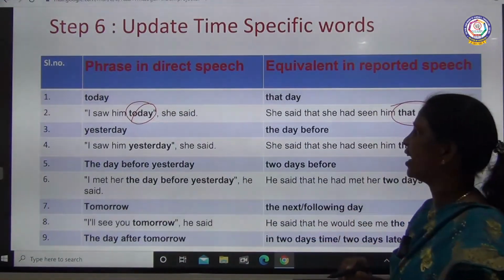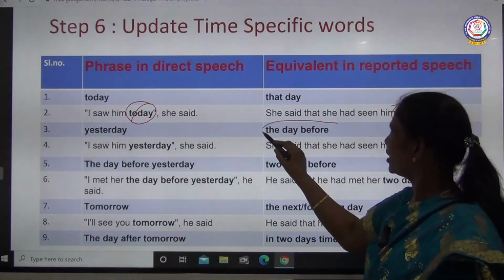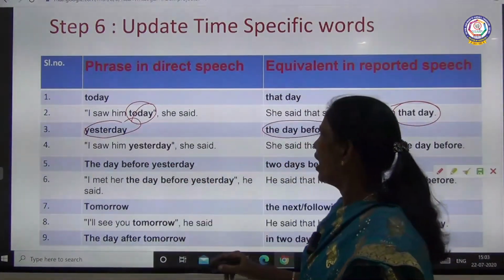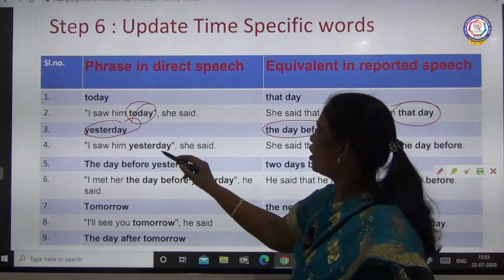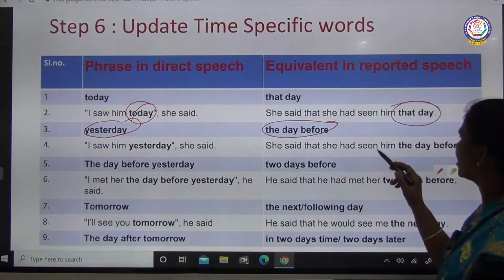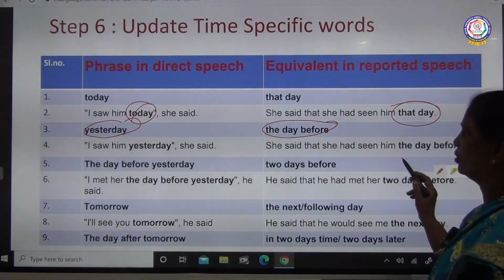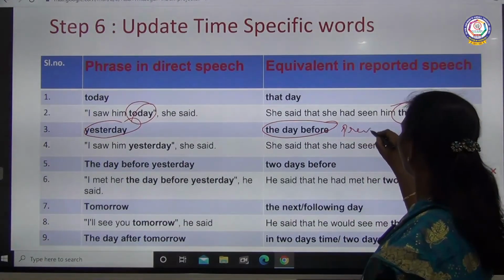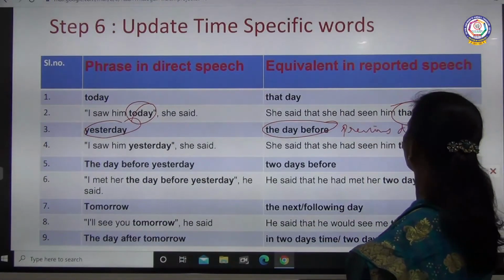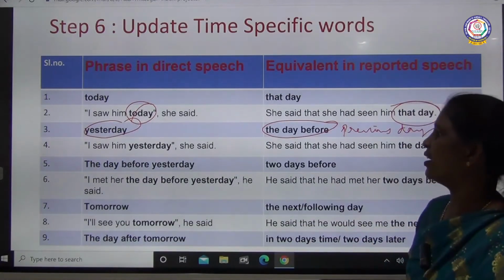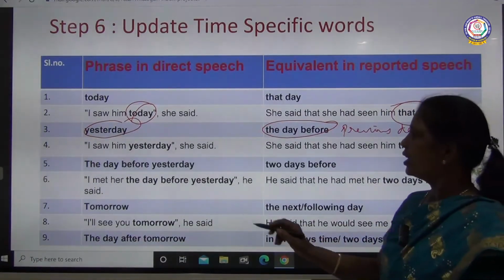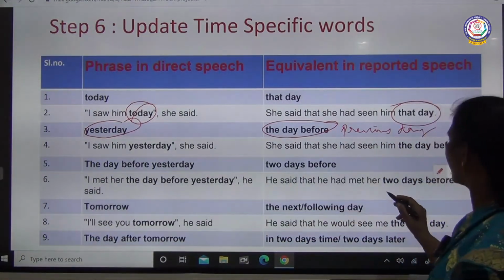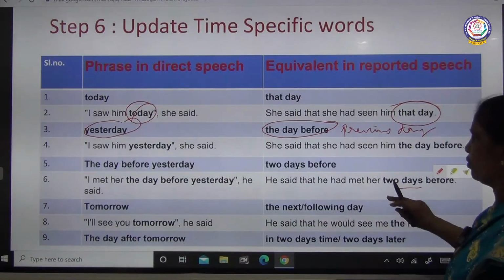So you can understand. Yesterday will change into the day before. And you see, I saw him yesterday, she said. She said that she had seen him the day before or the previous day. The day before or the previous day, you can write. I met her the day before yesterday. So he said that he had met her 2 days before.